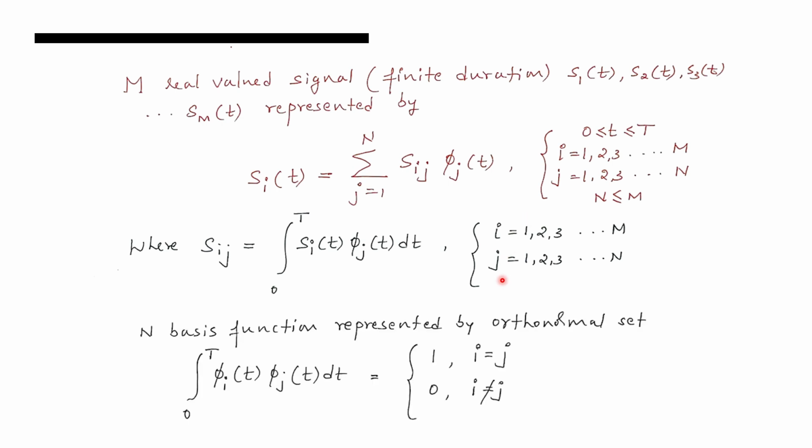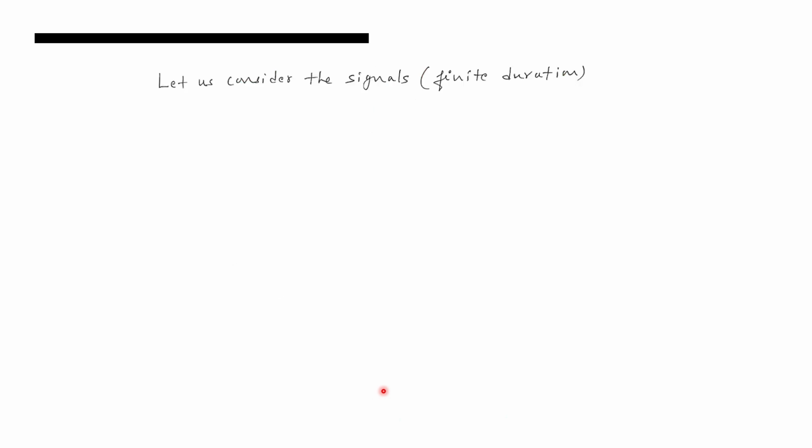In a similar way, the n basis functions are represented by an orthonormal set. This is going to become an orthonormal set when the integral 0 to T of phi i of t phi j of t dt yields 1 for i equal to j, and for i not equal to j it yields 0. So let us consider the signals which are of finite duration.